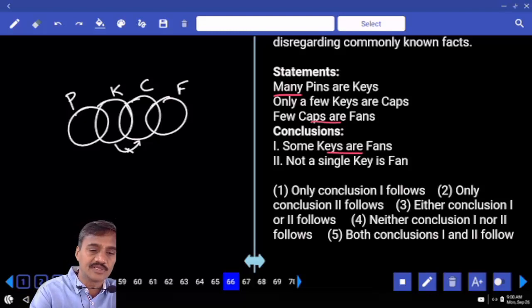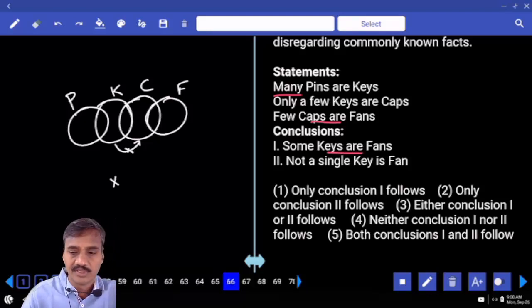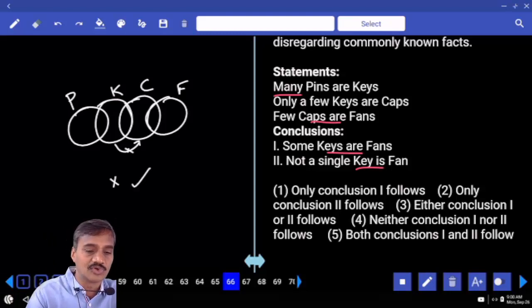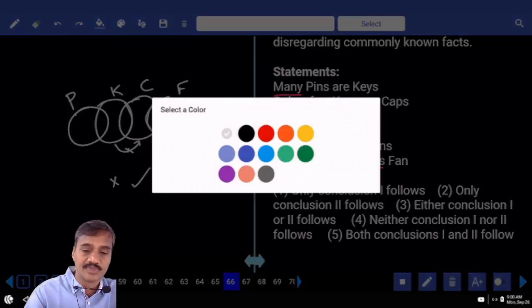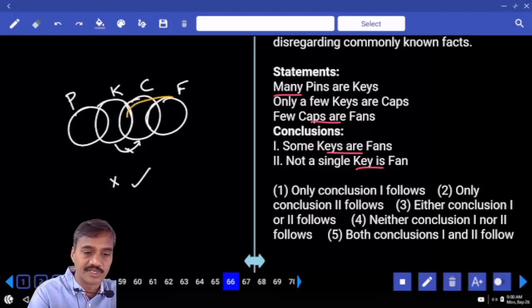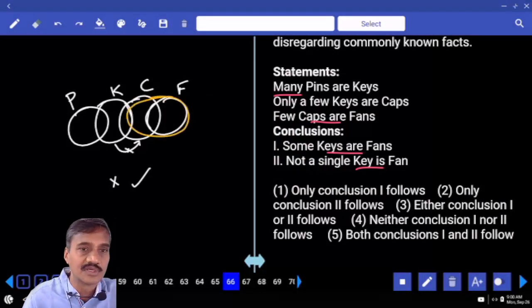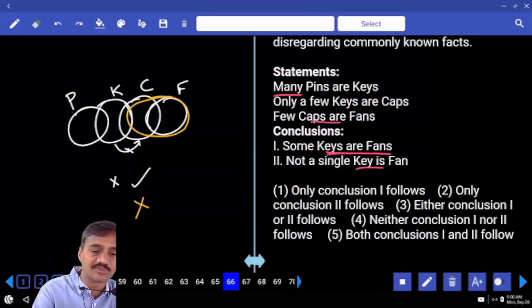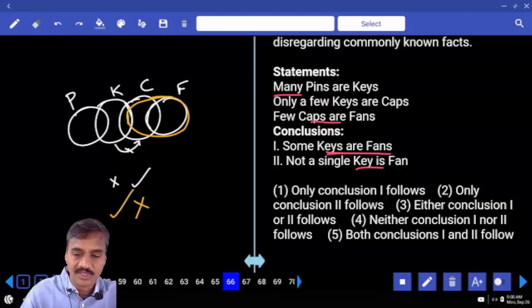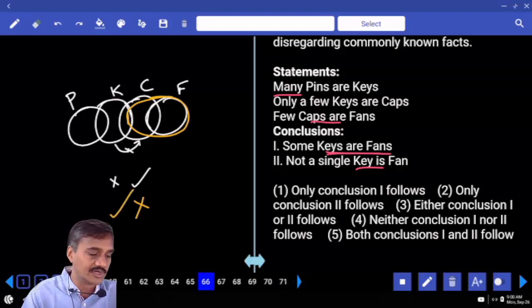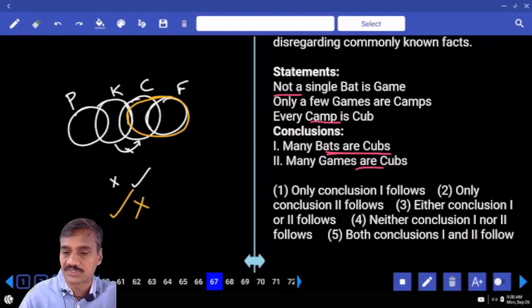Not a single key is pen means no key is pen. As of now, no key is pen is definitely true. As no key is pen is true, to make this one false, I need to write that some keys are pens. With the alternate diagram the previous conclusion is false, and at the same time some keys are pens has become true. Then what is your answer here? Either 1 or 2, choice 3, question number 66.